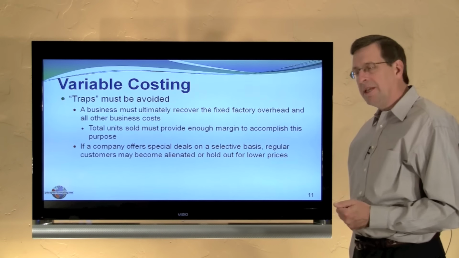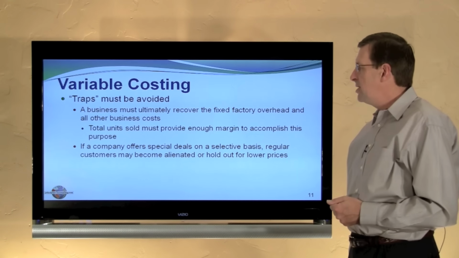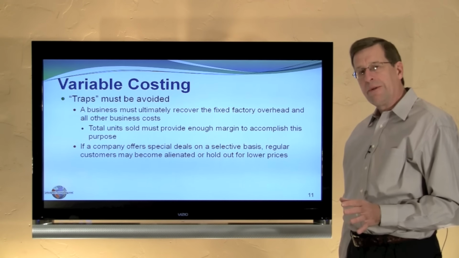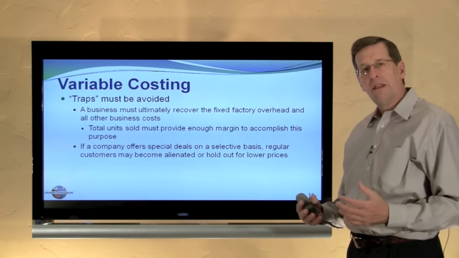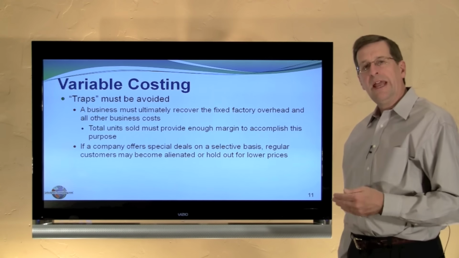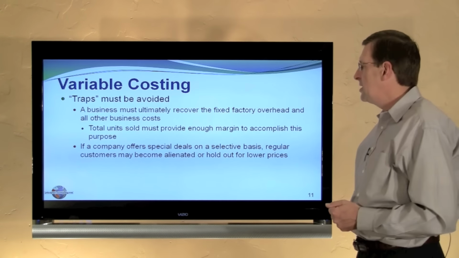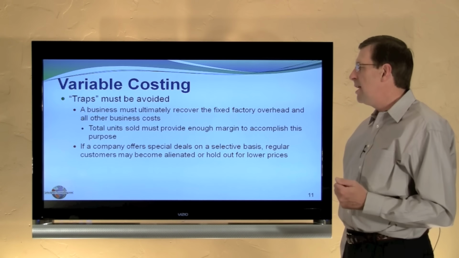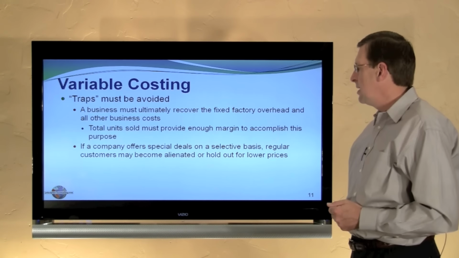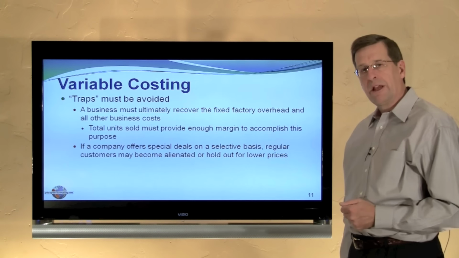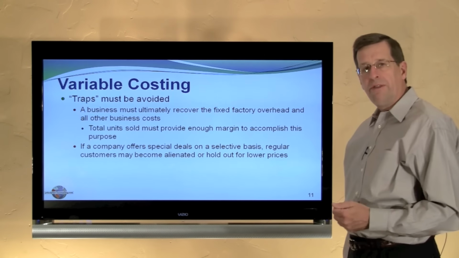However, there are traps that must be avoided in using this type of logic for deciding whether to accept an order or not. A business must ultimately recover the fixed cost, that is, all of the fixed cost of doing business. You can incrementally contribute toward covering that fixed cost, but may not have the capacity to meet it. So the total units sold must provide enough margin to meet this purpose. If a company offers special deals on a selective basis, also, regular customers can become alienated or themselves hold out for lower prices.